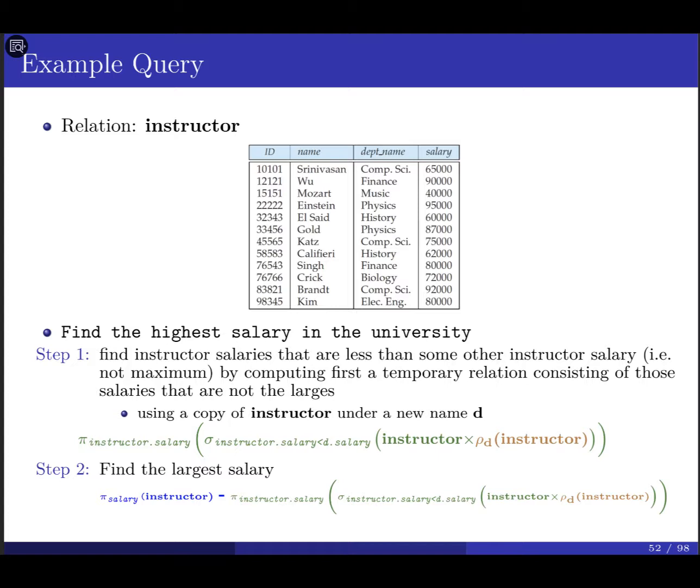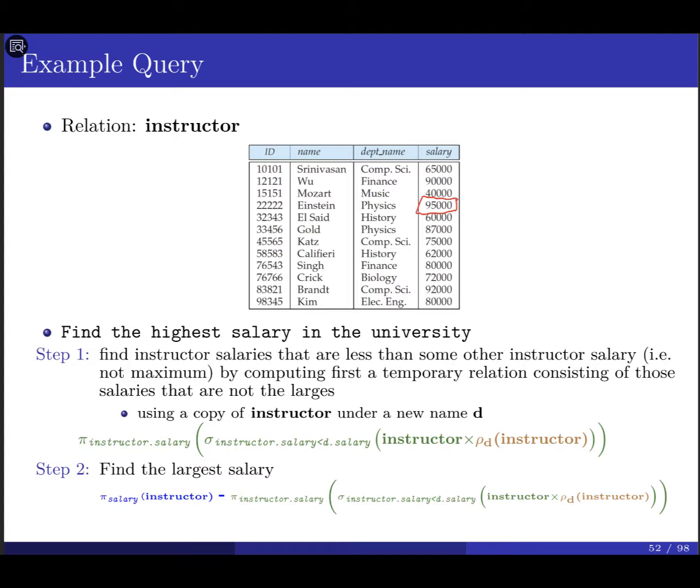What's the highest salary in this university? This is Board University, by the way. The highest one is going to be 95, I guess. Yeah, it's 95. So the result is going to be here, 95,000. That's the result that you expect to get. How could you get that?